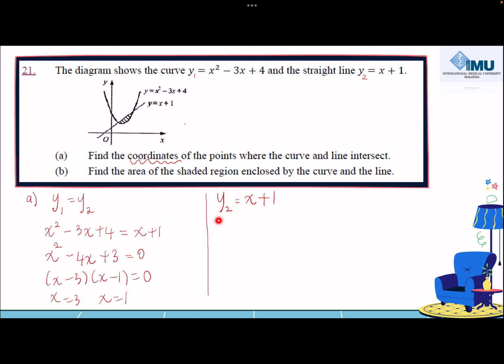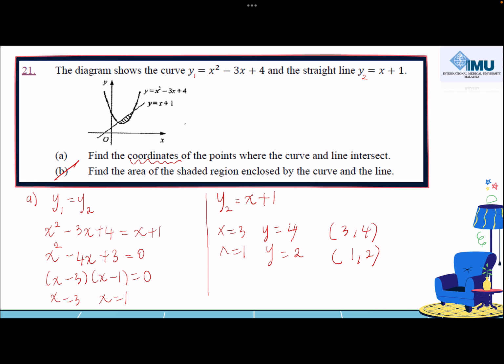When your x equals 3, your y equals 4. When your x equals 1, your y equals 2. Hence, your coordinates will be (3, 4) and (1, 2). Now, next job. B. Find the area of the shaded region enclosed by the curve and the line.